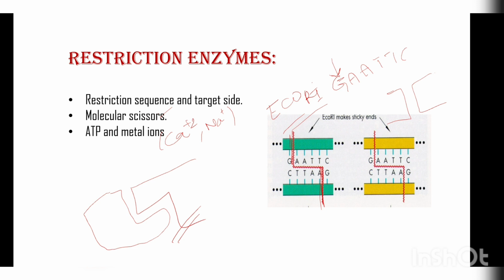So now, the one which uses a low number of metal ions and low ATP is the best to be selected. So restriction enzymes play a very vital role in these processes.